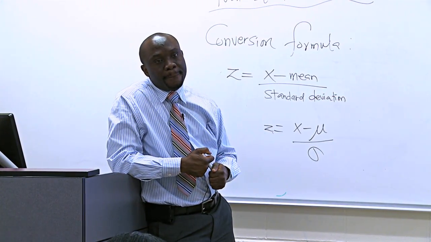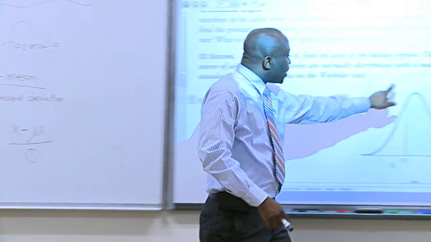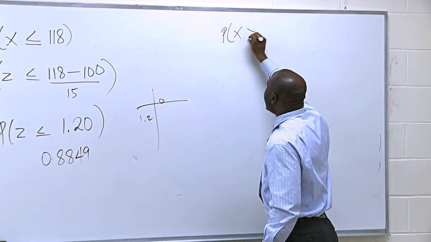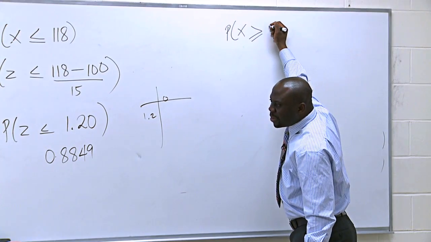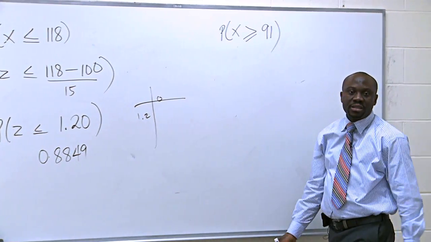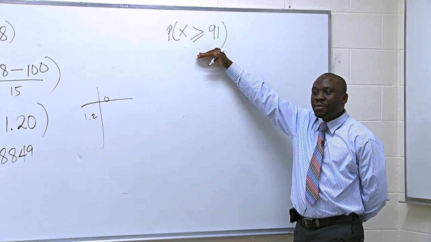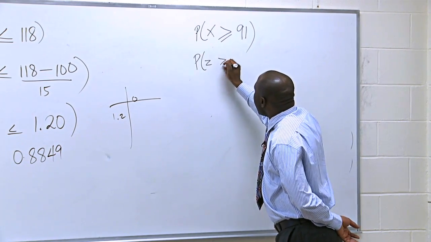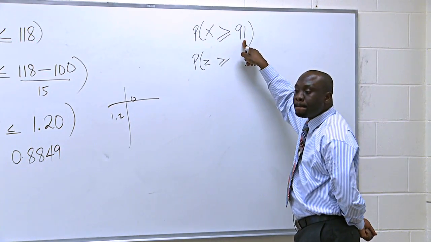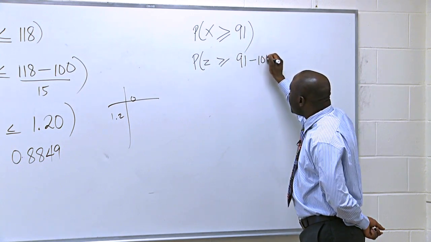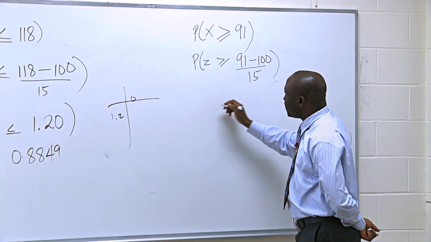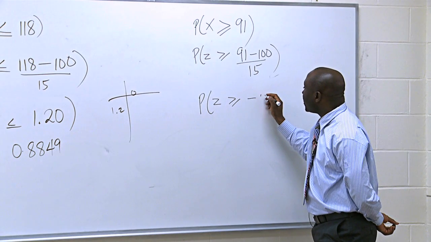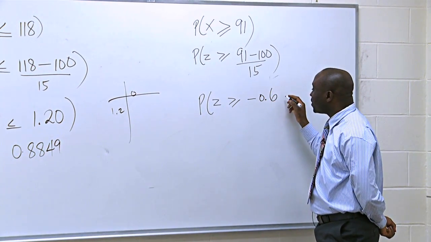Number 6. Which inequality should I use? Greater than. Why the greater than? Because it's shaded to the right. That's very, very important. So, what do I do from here? Convert it to Z. How do I convert this to Z? 91 minus the mean, which is 100. P of Z greater than or equal to negative 0.6.